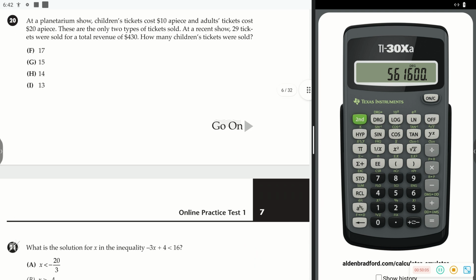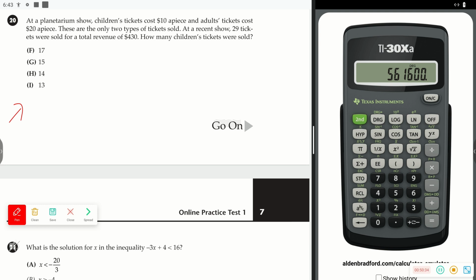Number 20. Let me look at it real quick. All right. So for this one, it says at a planetarium show, children's tickets cost $10 a piece and adult tickets cost $20 a piece. These are the only 2 types of tickets sold. At a recent show, 29 tickets were sold for a total revenue of $430. How many children tickets were sold?